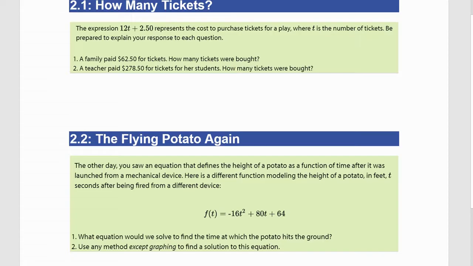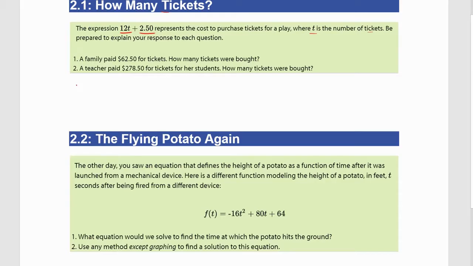So 2.1 is how many tickets? We have this expression 12 times t, I'm assuming represents tickets, plus maybe a $2.50 charge. So this is the cost for a play. Okay, so t is the number of tickets. Said that, right? That's context right there. And be prepared to explain your response to each question.